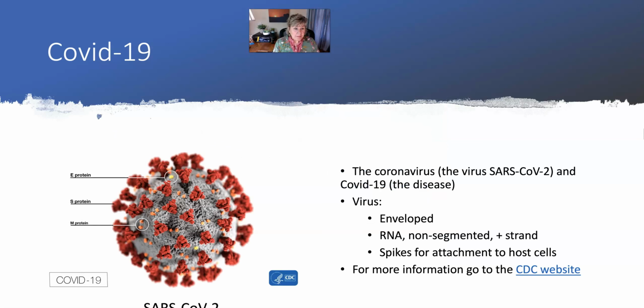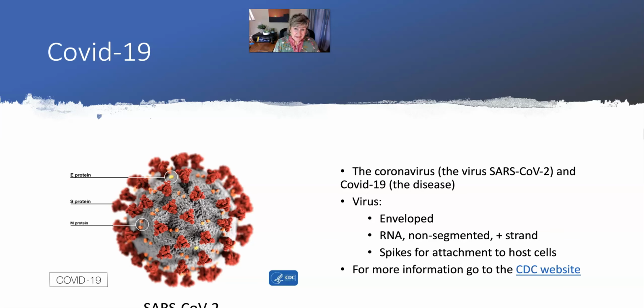Before I do, let me mention COVID-19. So what does COVID stand for? The CO stands for corona, because when you look at this virus under an electron microscope, it looks like a crown. VI stands for virus, and D stands for disease. So coronavirus disease, that's what COVID stands for. 19 for 2019 when it was first discovered.